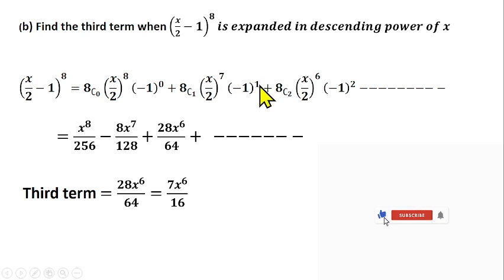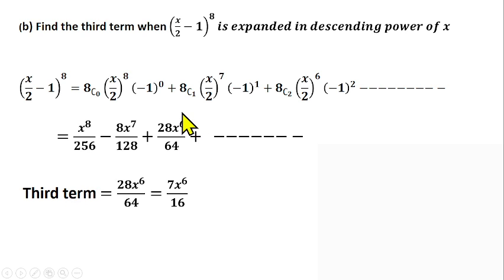Then minus 1 raised to power 1 is minus 1. So minus 1 times plus here will give us minus. Then 8 combination 1 is 8. s raised to power 7 over 2 raised to power 7 is 128. Then the next one is minus 1 squared is 1, times plus here, plus here. Then 8 combination 2 gives us 28. Then s raised to power 6 over 2 raised to power 6 is 64, plus it continues.